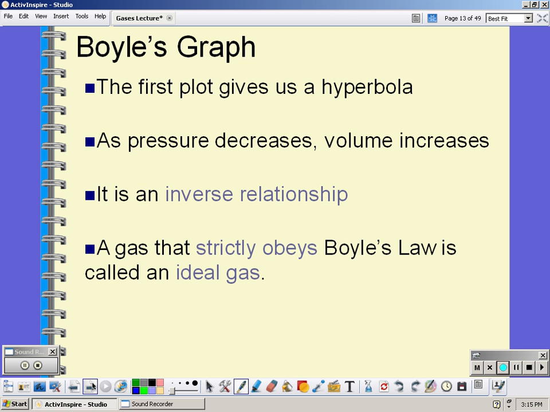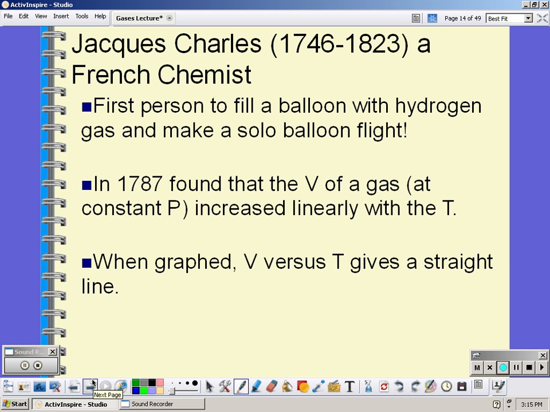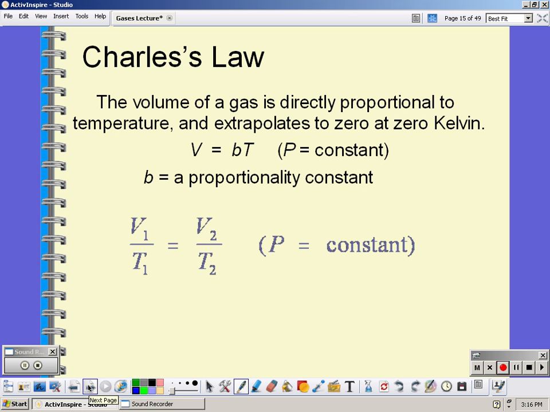Jacques Charles is a French chemist. He was the first person to fill a balloon with hydrogen gas and make a solo balloon flight. In 1787, he found that the volume of a gas at constant pressure increases linearly with the temperature. So when graphed, volume versus temperature, we get a straight line. So they're directly related to each other. And so Charles's law is V1 over T1 equals V2 over T2.